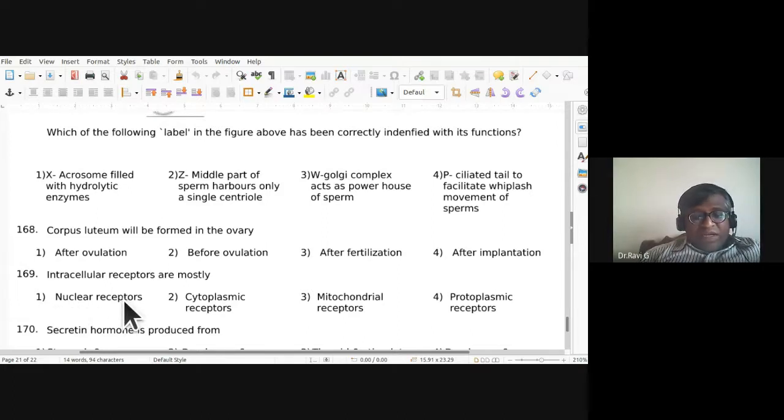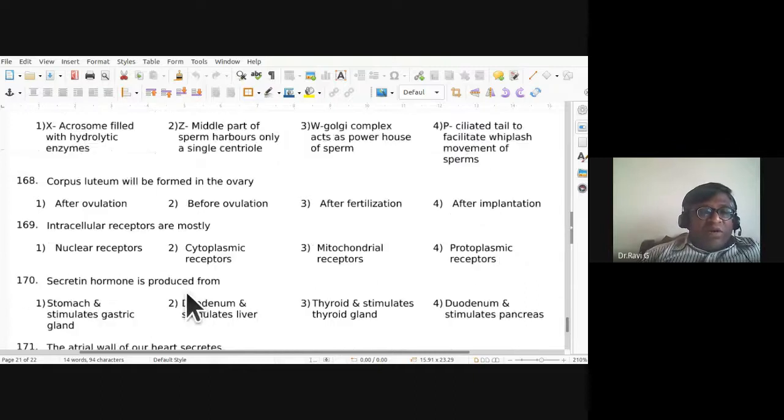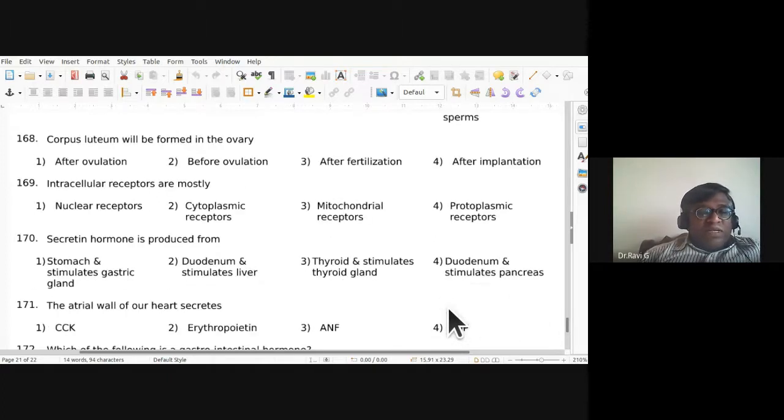Okay. 170th, secretin hormone is produced from. So secretin hormone is produced from stomach and stimulates gastric gland, duodenum and stimulates liver, thyroid and stimulates thyroid gland, duodenum and stimulates pancreas. So this is the correct one. So secretin hormone is produced from the duodenum and it stimulates the pancreas. So 170th, fourth one is right.